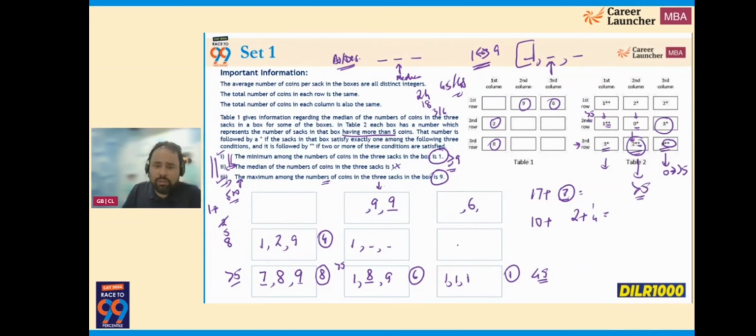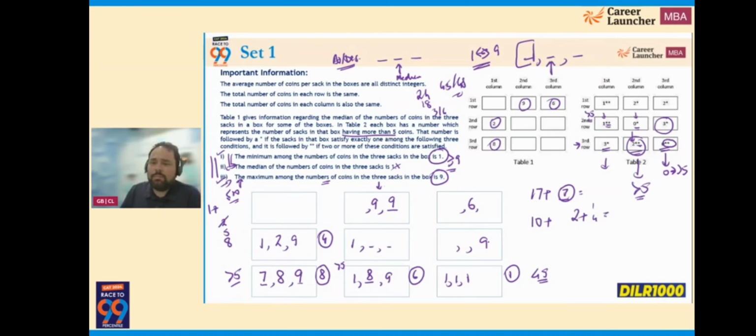So the maximum is confirmed to be 9, and all 3 numbers are greater than 5. Clear till here? I hope everybody is clear with this, that the maximum is going to be 9 because the maximum of the 3 columns is 9. That is the one asterisk that is coming in. And all 3 numbers are greater than 5.